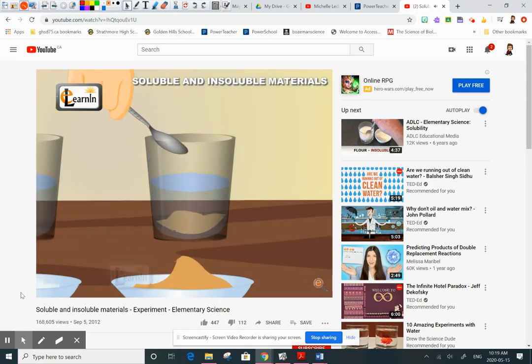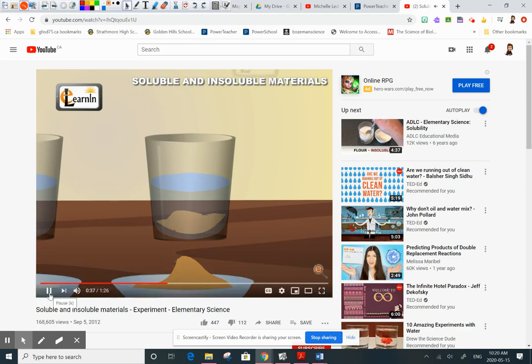Finally, add the sand sample to the glass of water. The sand will not dissolve in water and just settles at the bottom of the glass.